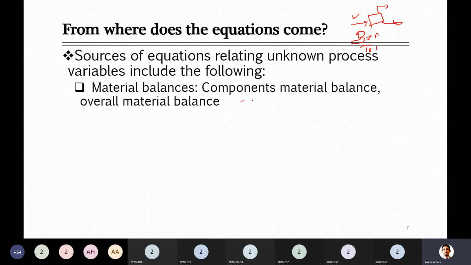So that's called component material balance or overall material balance. The other is, for example, later on when you jump to the energy balance, you can write a general energy balance equation. By the way, where does this material balance equation come from? If you recall, in the start I gave you one general equation: accumulation is equal to input plus generation minus output minus consumption.